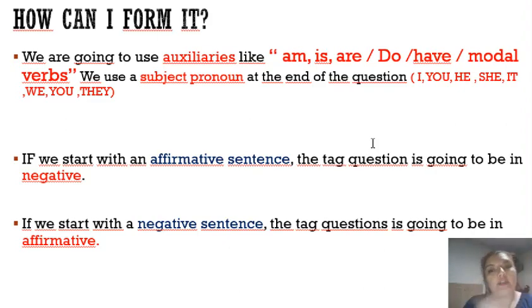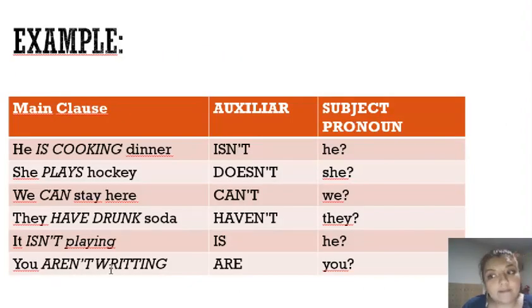But if I do the other side, or vice versa, we are going to start with a negative sentence and our tag question is going to be in affirmative. For example, you don't understand. Do you? If you write down my questions that I have already said, you can watch clearly here. The first one starts in affirmative and the tag is negative, or the second is the negative and the tag is in affirmative.